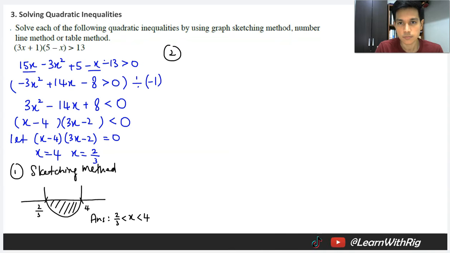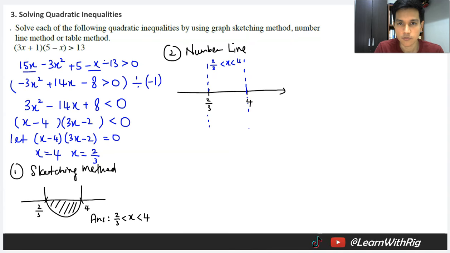Number 2, number line method. Number line method, same thing. Draw your line. This would be 2 over 3. This would be 4. Now you're going to draw your number line here. So now you're going to make an assumption. What value do you want to put? Here the range is between 2 over 3 and 4. Here is going to be x more than 4. Here is going to be x less than 2 over 3.